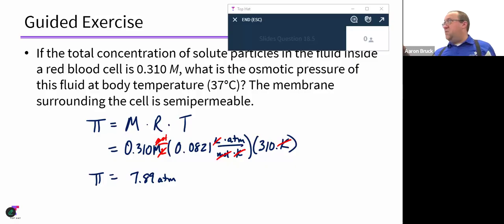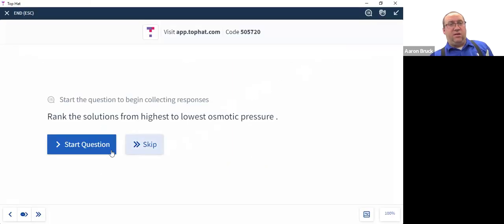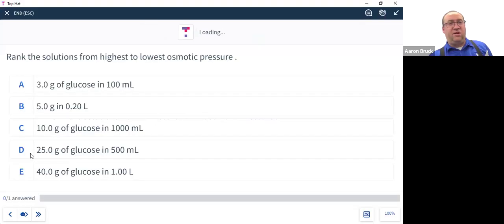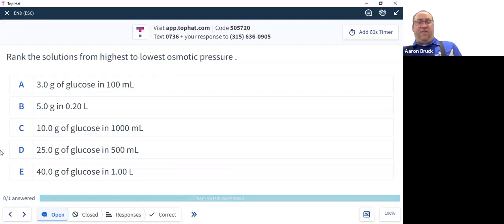All right, questions with this one? All right, let's take a look at another top hat question here. Rank these solutions in order of highest to lowest osmotic pressure. And you got 5 different options here.